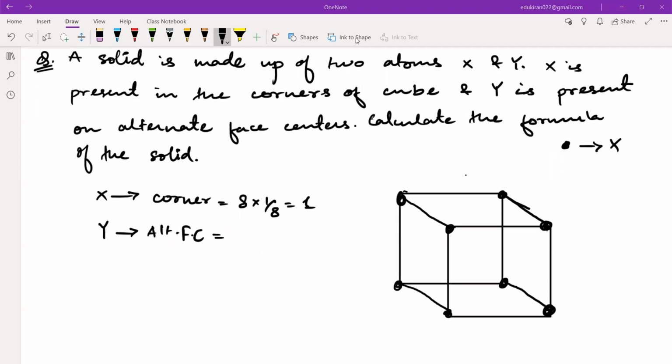So how many faces? There are 6 faces in total. So if I am keeping atoms in the alternate face centers, then how many? Okay, so you mean to say 3, Mamuna? Yes, sir. Achha, see, this is the mistake that usually people make. But listen here, don't worry. Listen here. Choose any one of the.